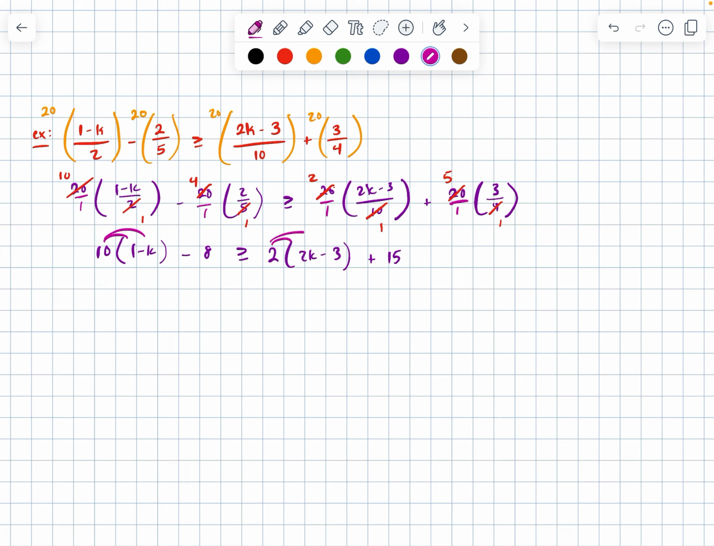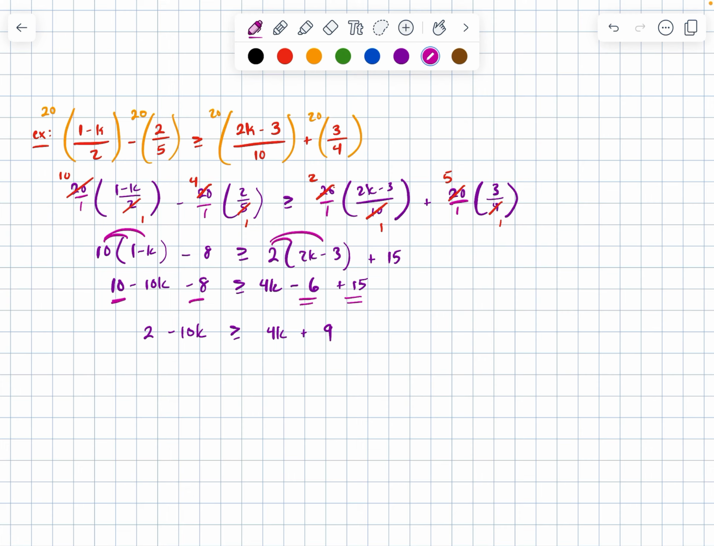So here, I've got some parentheses. Let's distribute. If you did that distribution already, that's great. I wrote out the extra step. It can never hurt. 10 minus 10k minus 8 is greater than or equal to 2 times 2k is 4k, 2 times negative 3 is negative 6, plus 15. Let's combine some like terms. On the left, 10 and negative 8. 10 minus 8 is 2. Carry down my negative 10k. Greater than or equal to, on the right, negative 6 plus 15. Well, that's 4k plus 9.